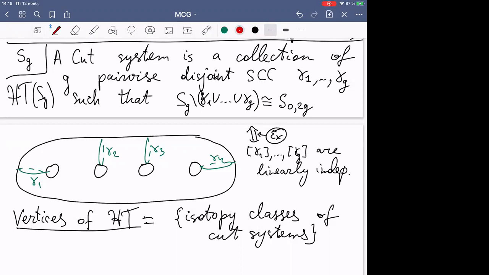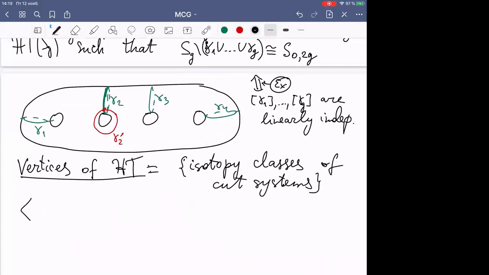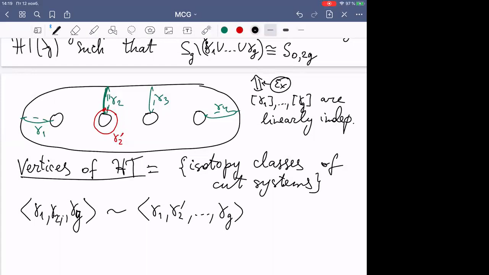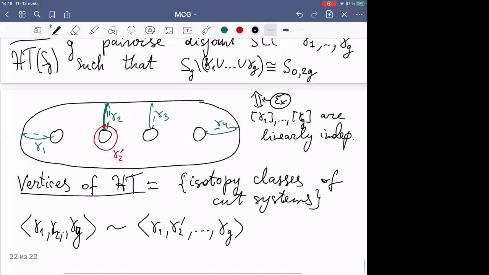But now look, there are easy moves that change a cut system. We may take one of the curves, say gamma 2, then you may find another simple closed curve that has a unique intersection point with this gamma 2 and is disjoint from all other gammas. Suppose that we have this gamma 2 prime. Anytime we have a situation like that, we have two cut systems, gamma 1, gamma 2, gamma G, and in this situation, gamma 1, gamma 2 prime, gamma G. So we may replace this with another one.